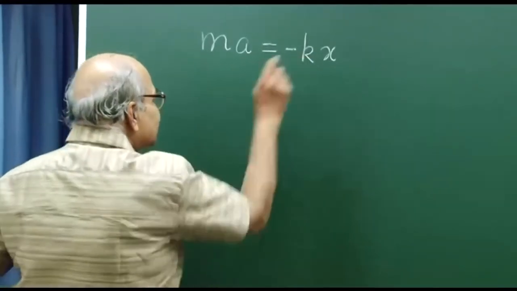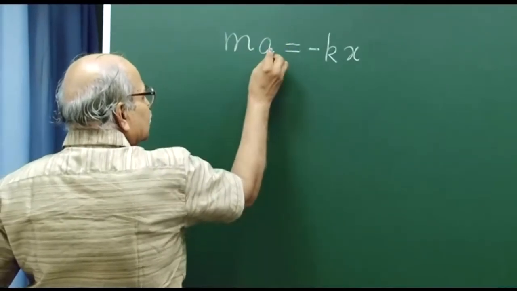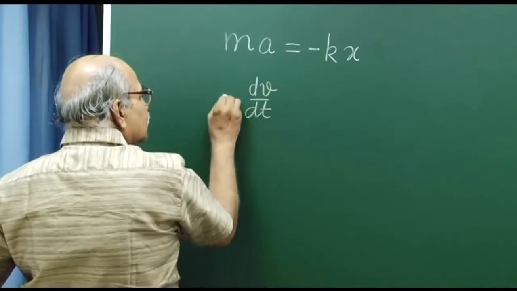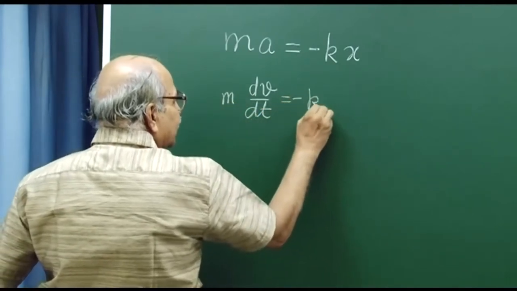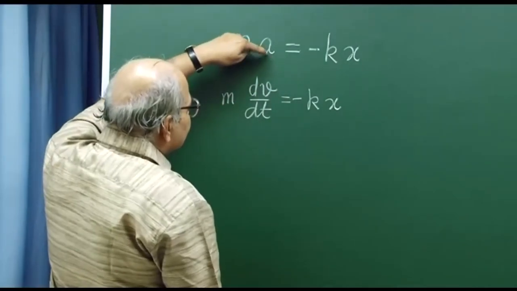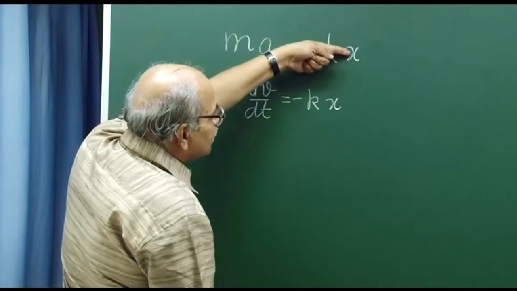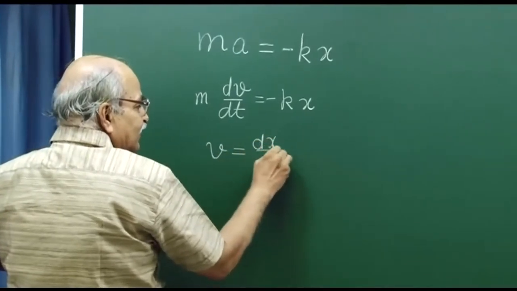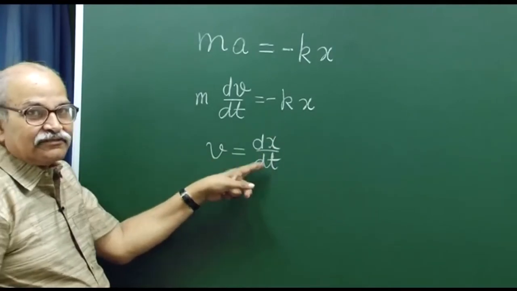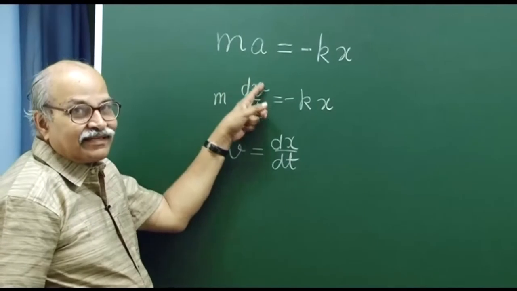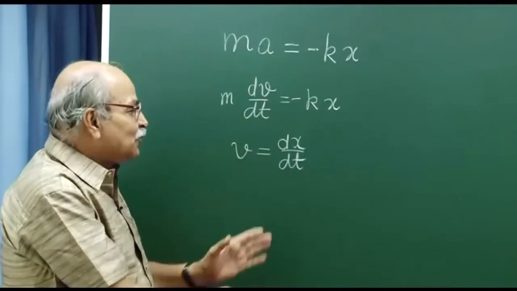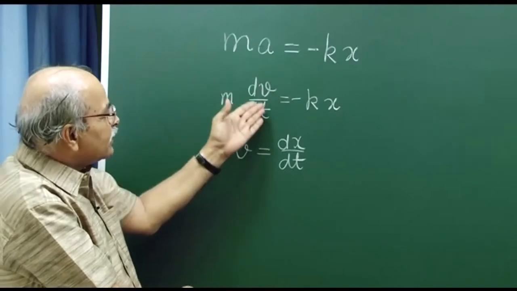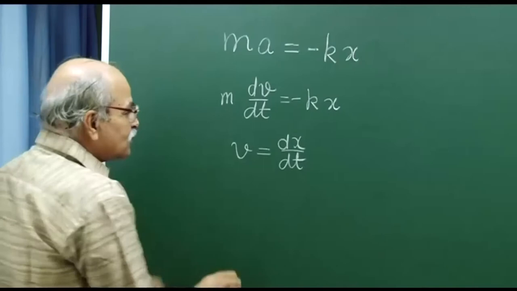Okay, so acceleration is the rate of change of velocity, which we write as dv/dt. So it is m dv/dt equal to minus kx. And as acceleration is the rate of change of velocity, velocity itself is the rate of change of position, so v can also be written as dx/dt. Rate of change of position is velocity, and rate of change of velocity is acceleration. So these are some rules of calculus: if you know x as a function of time, you can get velocity as a function of time, and if you know velocity as a function of time, you can get the acceleration as a function of time.